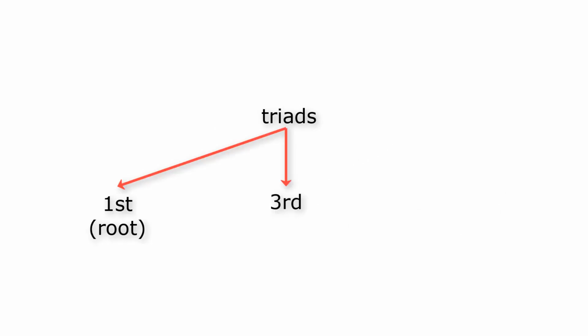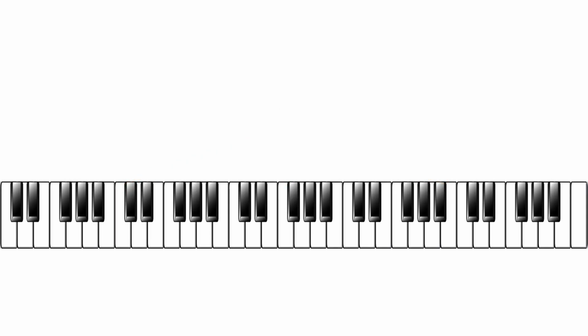A major triad is formed with the first note, or root, the third note and the fifth note of a major scale. Let me show this for C major. As you know, the C major scale is just C, D, E, F, G, A, B, C. The first, third and fifth notes are C, E and G. And those three notes played together are the C major triad.